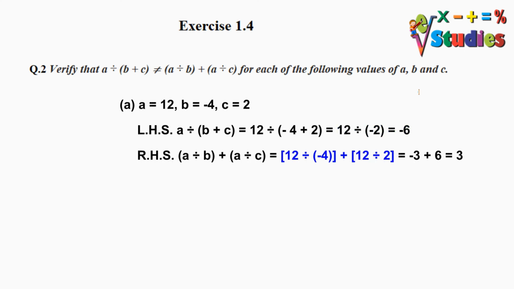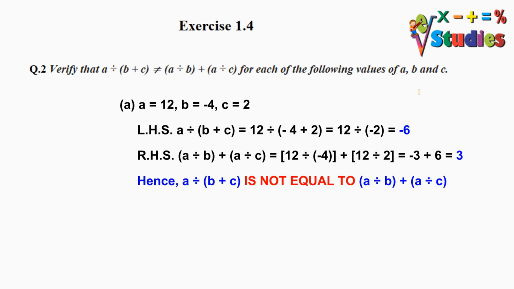Similarly, on the right hand side, substituting the values of a, b and c, we have a divided by b plus a divided by c. So 12 divided by negative 4 plus 12 divided by positive 2. 12 divided by negative 4 will give us negative 3, and 12 divided by 2 will give us positive 6. So negative 3 plus positive 6 will give us positive 3. Hence we can say that a divided by b plus c is not equal to a divided by b plus a divided by c.